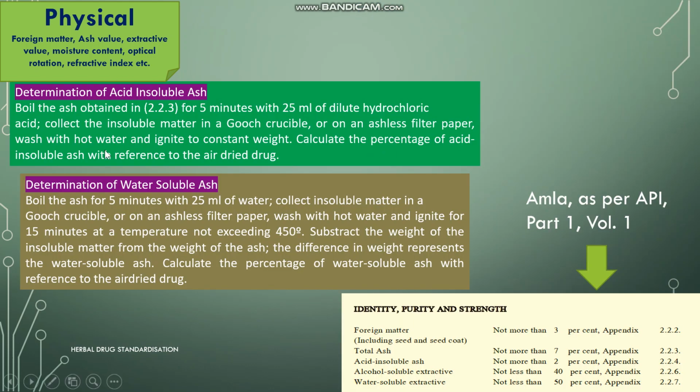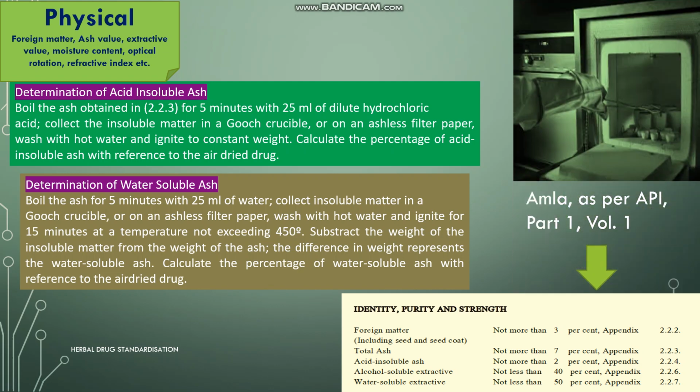Next, there are different types of ash value, like acid insoluble ash value, water soluble ash value, and sulfated ash, and all these determinations of ash value will give us an idea about the impurities present in the samples. We have standard ash values documented in different pharmacopoeias like the Ayurvedic Pharmacopoeia of India. Over here you can see the total ash value of amla, as per API part 1 volume 1: total ash not more than 7%.